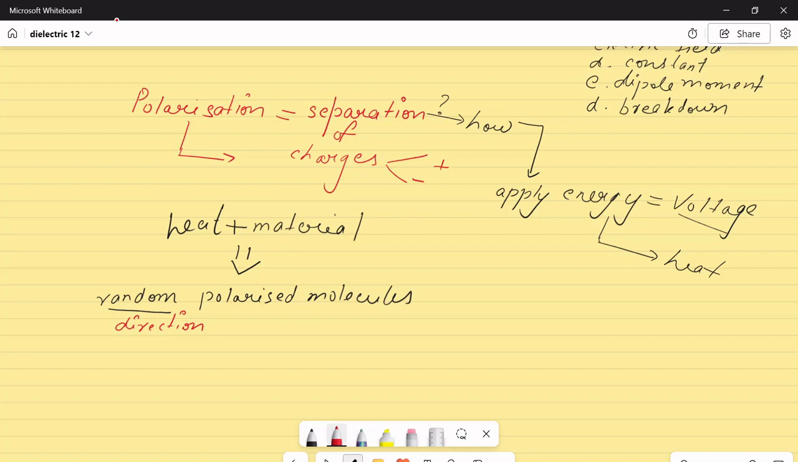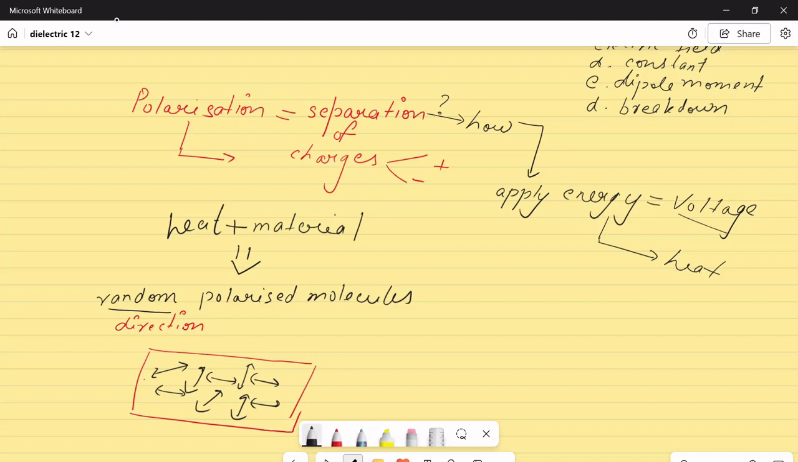For example, if I take something like this as my conductor over here, inside this I have got some polarized molecules, polarized charges. So this is my random direction of this. This is how they are getting polarized. All of them are random, right? No particular direction aimed at anything. Now this is random polarization.